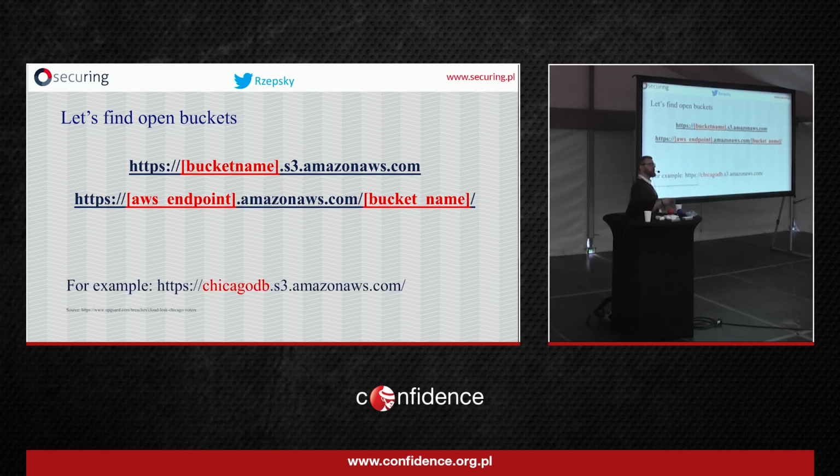For example, there were a lot of leaks. Like, if you typed Chicago DB a couple months ago, you found a backup of the database containing almost 2 million private records of voters in Chicago. So the company which was responsible for the technical side of voting in the US put their backup data in the open bucket.